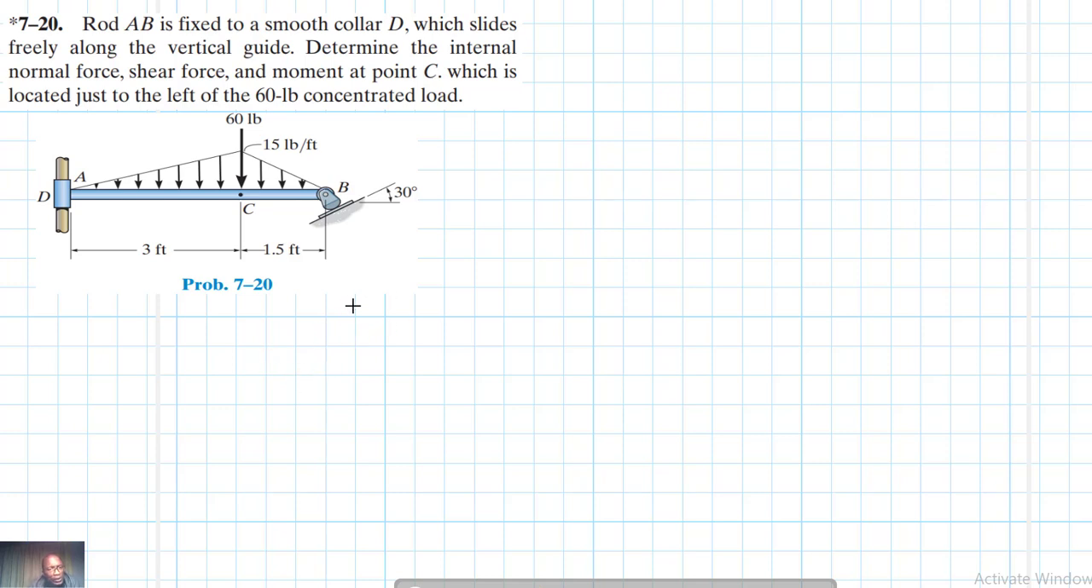Hello, I welcome you all to this another interesting screencast, and the problem reads: rod AB is fixed to a smooth collar D which slides freely along the vertical guide. Determine the internal normal force, shear force, and moment at point C, which is just to the left of the 60 pounds concentrated load.